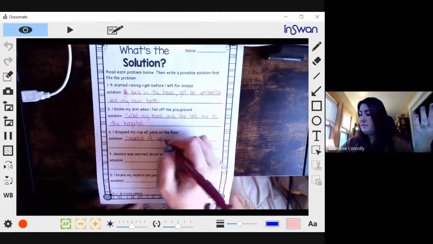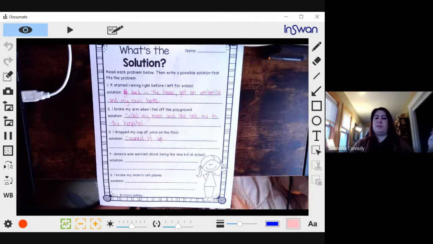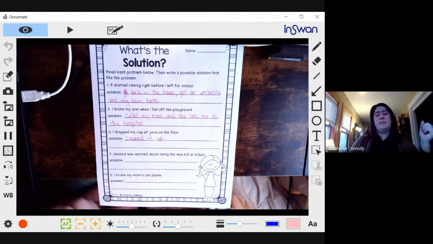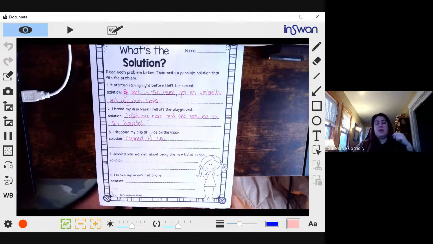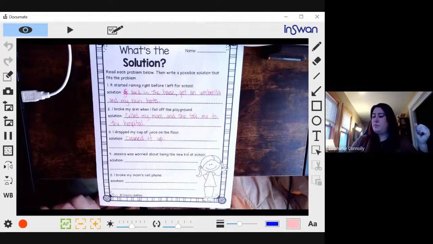If you leave it there, it's just going to ruin the floor, or somebody's going to fall because it's wet, and then there's going to be another problem. So, you just got to clean it up. I mean, you could tell somebody, but I'm sure that person would prefer if you cleaned it up since you dropped it instead of them. Number 4, Jessica was worried about being the new kid at school.